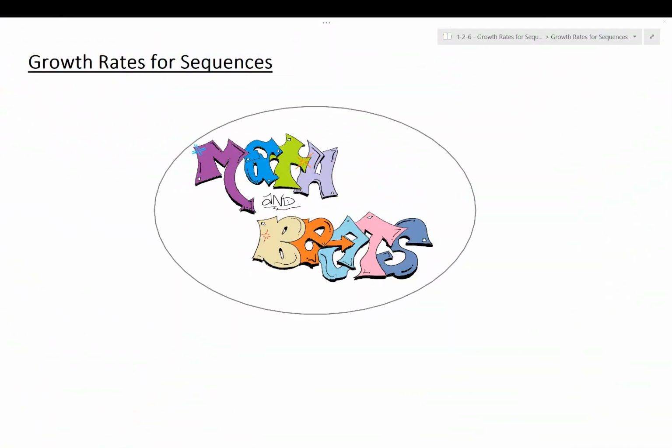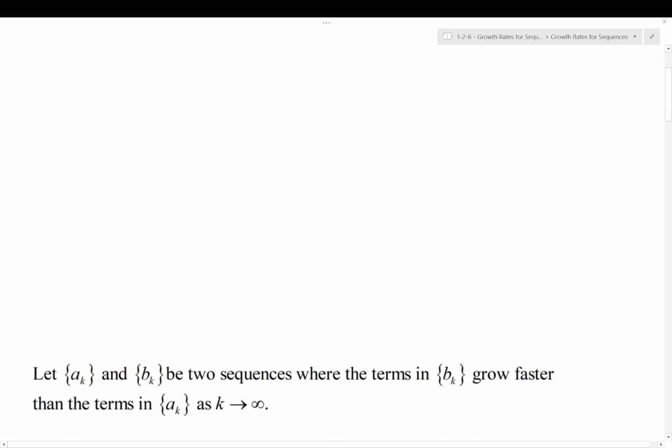Welcome to the video. This is about growth rates for sequences. We're going to talk about these growth rates. Let's take a look at them.